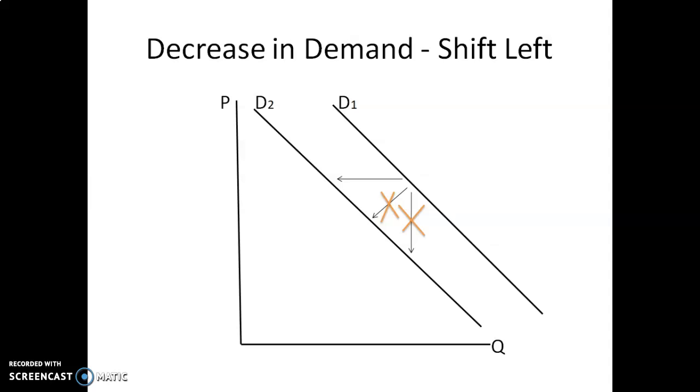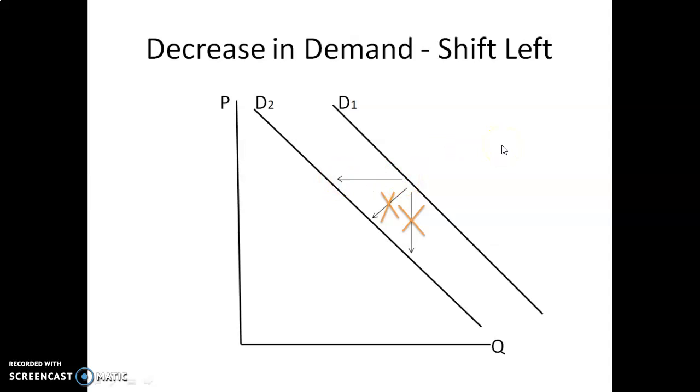And here again, I'm showing you how I want you to reflect this graphically. In this case, on the decrease, here we have D1 at the higher demand area, and it decreased to D2. I have an arrow pointing horizontally to the left, so a decrease in demand shifts the demand line to the left. And again, I do not want you to have an arrow pointing down representing a decrease. I always want it to be horizontal.